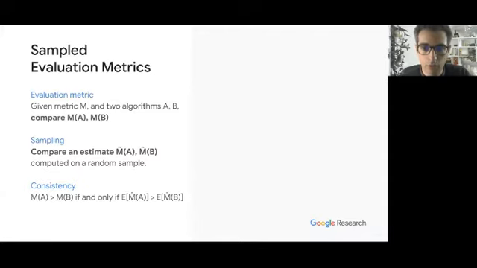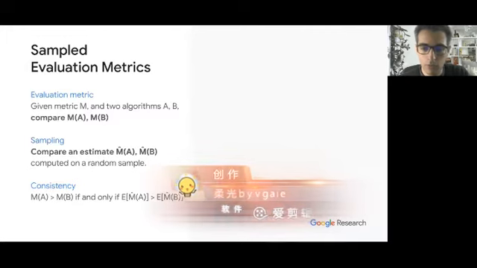Evaluation metrics are used to compare the performance of two recommendation algorithms. Because the number of items to recommend can be large, it's become common to compute the metrics on a random sample of items. In order for this procedure to be meaningful, a desirable property is that, in expectation, the order of the metrics is preserved.